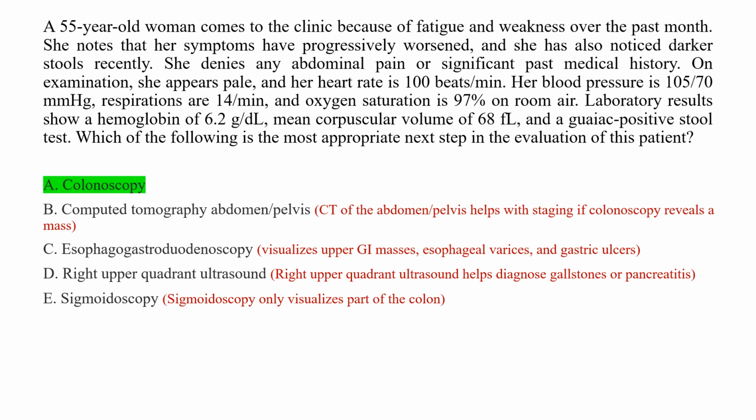esophagogastroduodenoscopy is used to examine the upper gastrointestinal tract for conditions like esophageal varices, gastric ulcers, or other upper GI pathology. Since this patient's symptoms suggest a lower GI issue, colonoscopy is the more appropriate choice. Option D is incorrect because right upper quadrant ultrasound is helpful for diagnosing gallbladder disease or pancreatitis, and it would not be of any help in evaluating potential colorectal cancer.